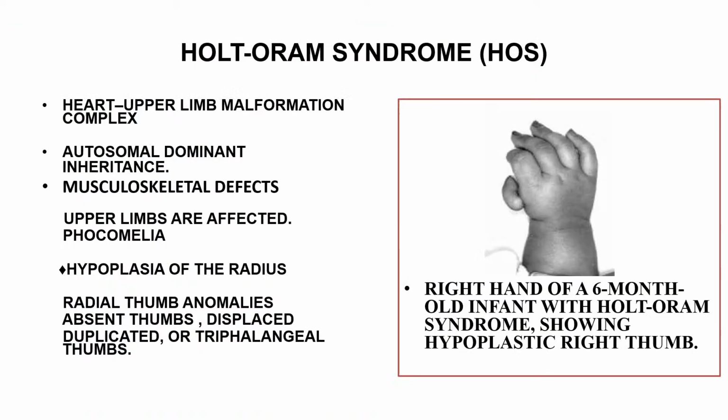But sometimes these atrial septal defects may be associated with upper limb deformities, and the condition is named Holt-Oram syndrome, which is an autosomal dominant condition, where the upper limbs also have anomalies in addition to the atrial septal defects. So, this is about the applied anatomy related to the right atrium.